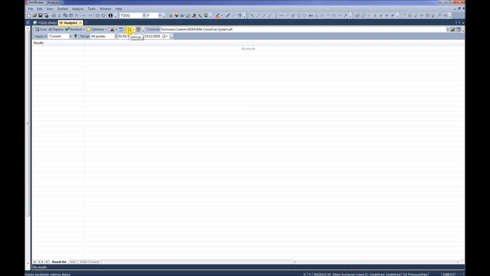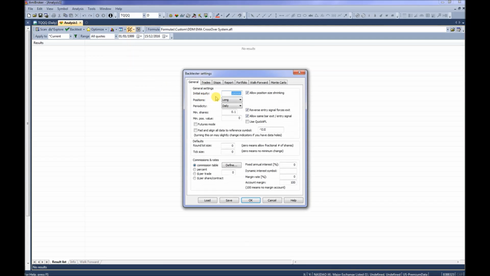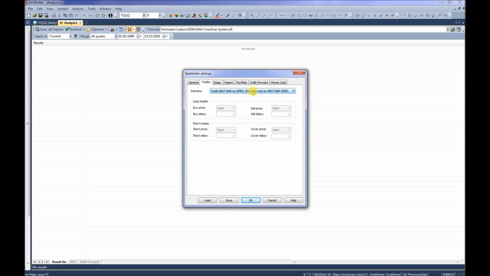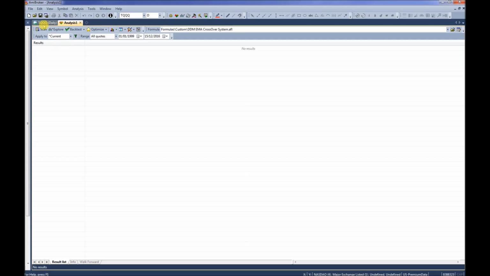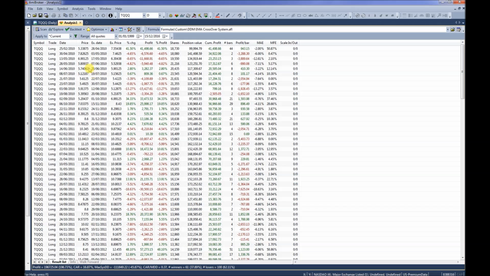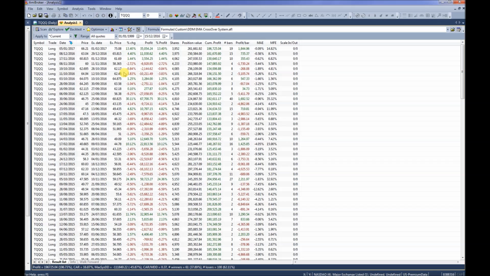I did have another crash, so let me just make sure I've got the settings set properly. Again, trade next bar on open, stops exit next bar on open. So this all looks good. We're going to use the current symbol, which is going to be TQQQ, and we're going to use all quotes. Let's just run a quick backtest. You can see how fast the backtest can be for single symbols. We can take a look at an example of a current trade that's underway.